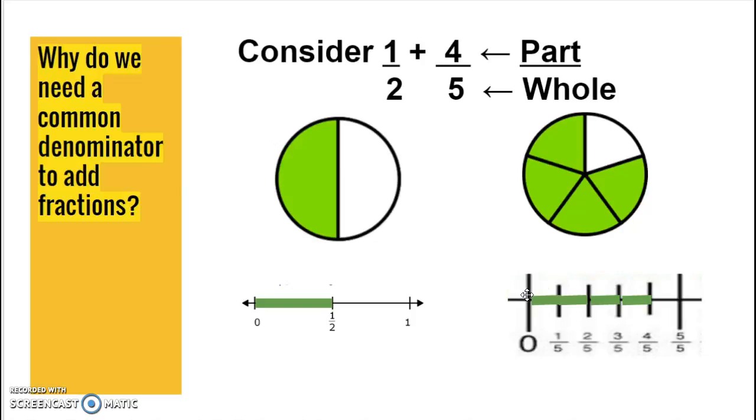In order to be able to do that, I need to have a common denominator. So that's why we need to be able to do this, to have a common denominator, so that we can have the same size piece, and then easily be able to add these two fractions together. But that means we need to rewrite each fraction with that common denominator.